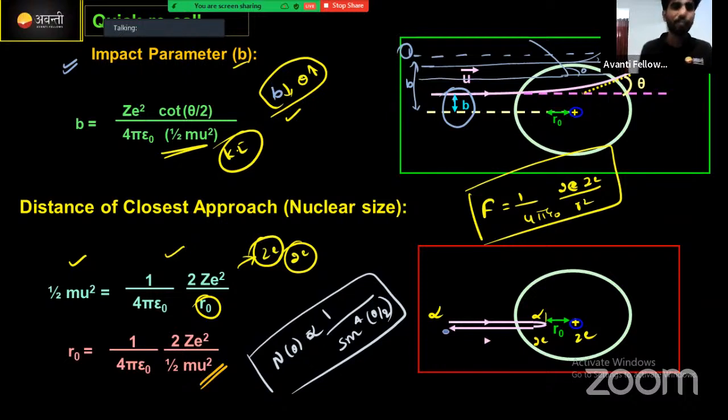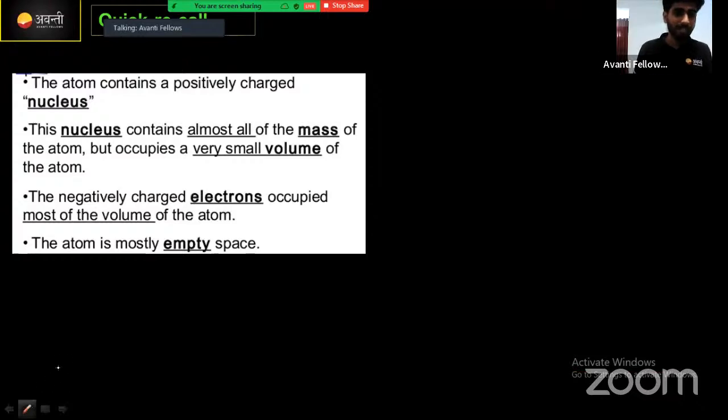Okay, then the conclusions. What are the conclusions given by Rutherford? Actually, the atom contains a positively charged nucleus, he told. Yes, good. And the nucleus contains almost all the mass, the heavy mass present in the nucleus. That's why the alpha particle is reflected back from the nucleus. And it occupies a very small volume.